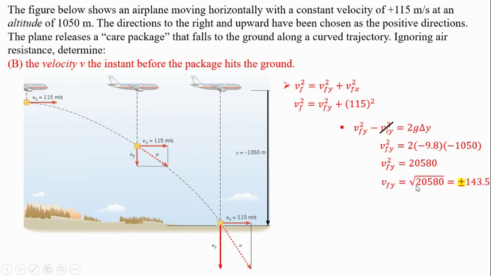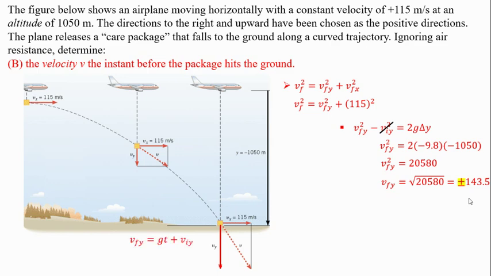The square root of 20,580 will give you a plus or minus 143.5. Okay, so don't forget when you square root stuff, you get a positive and negative answer. In this case, I'll use the negative because it's falling down. But if you're paying attention, it doesn't really matter because once you find the angle, it's kind of common sense.